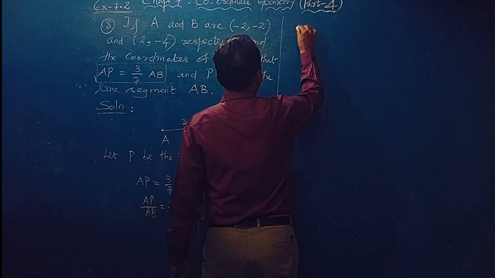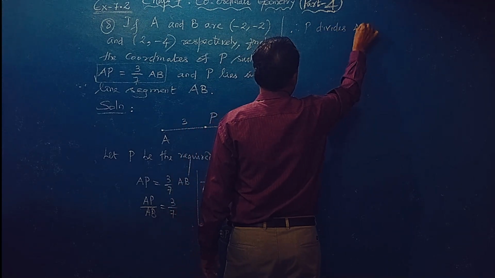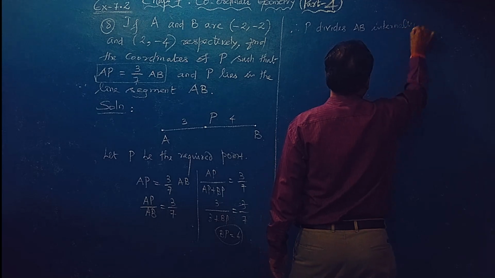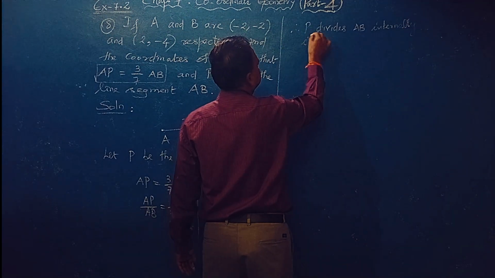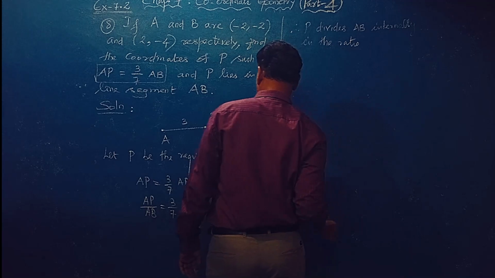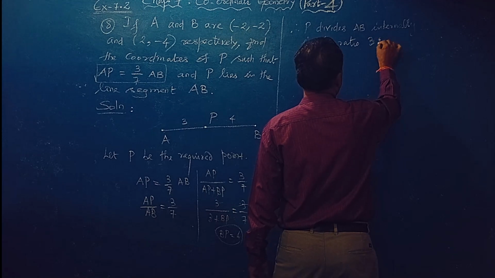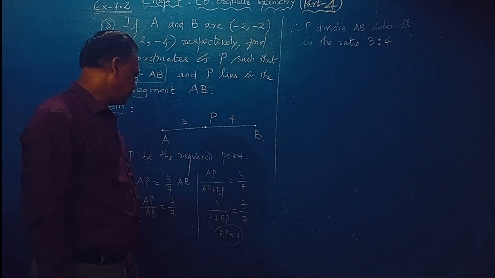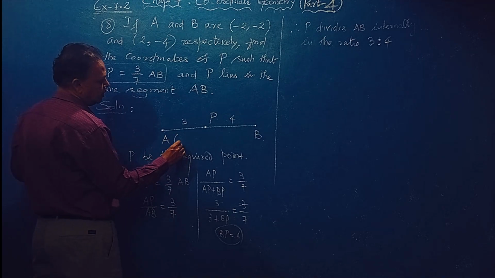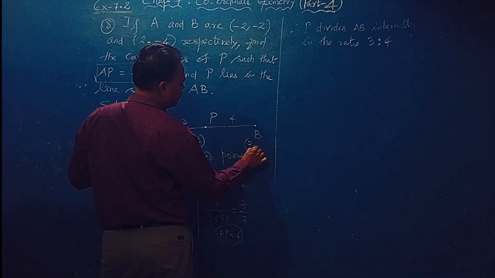Therefore P divides AB internally in the ratio 3 is to 4. Understand, 3 is to 4. We have to find the ratio, then only you can apply the formula. Here A is (-2, -2) and B is (2, -4).